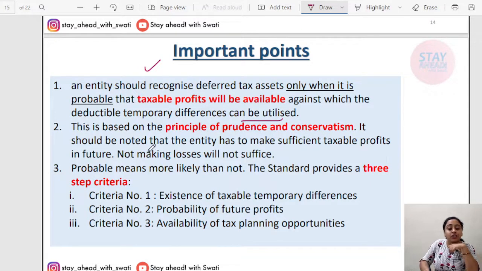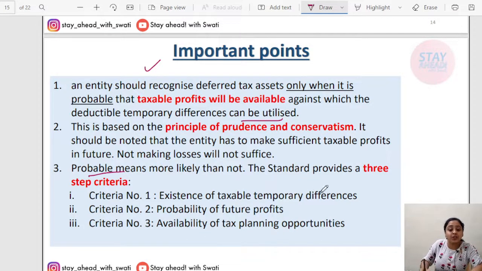It should be noted that the entity has to make sufficient taxable profits in future. Not making losses will not suffice. It is very important that there should be high chances that the company will be making taxable profits. It is not sufficient that they will stop making losses. If they are making no more losses, this is not a sufficient condition to recognize DTA. Probable here means highly likely, more likely than not happening.